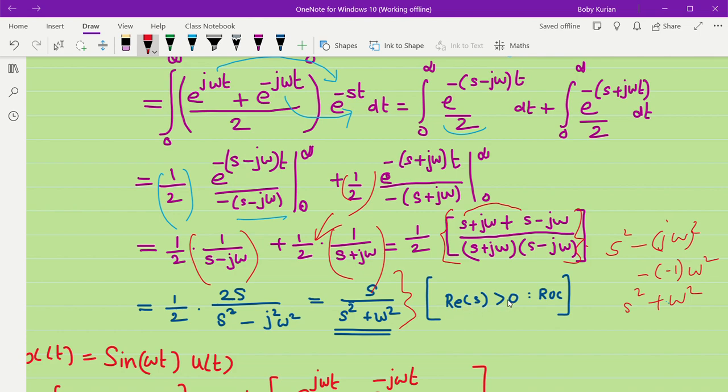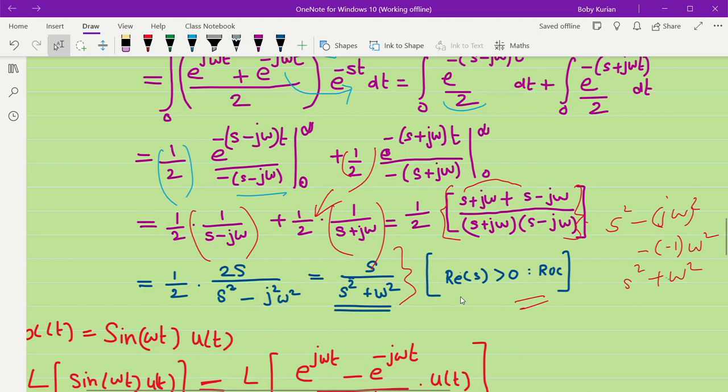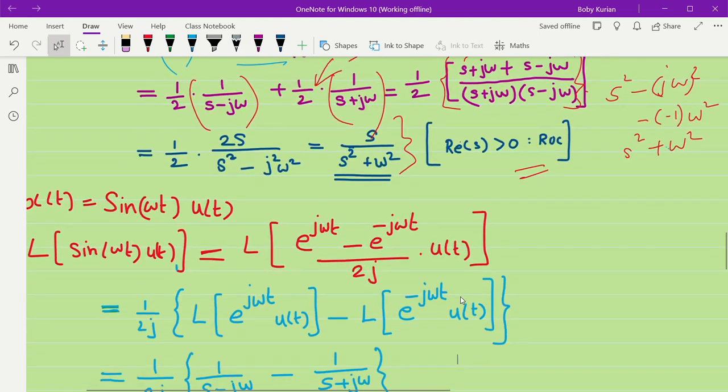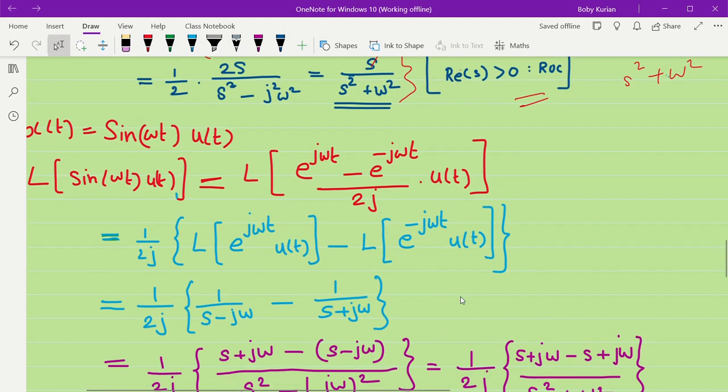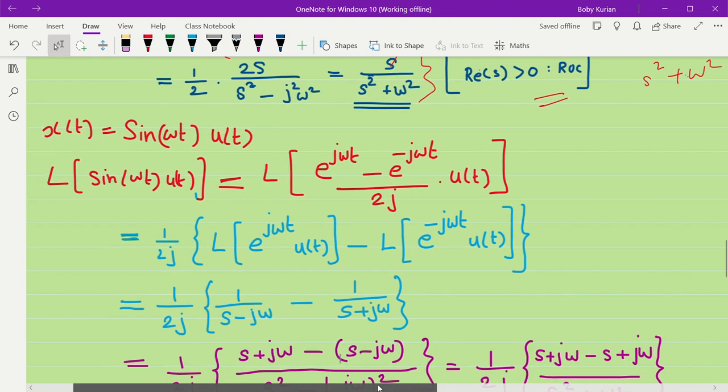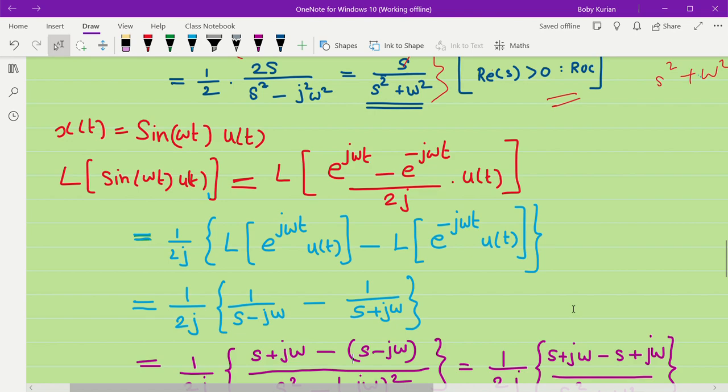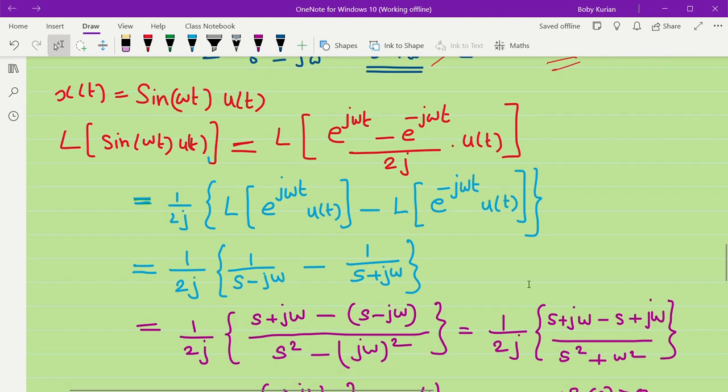Here also the real part of s greater than 0 is the region of convergence, which we have just seen in the last problem. The same way we can also find the Laplace transform of the sine function. So what is the Laplace transform of the sine function? The Laplace transform of sine omega t into u of t. Okay, so sine omega t can be written as e power j omega t minus e power minus j omega t divided by 2j.